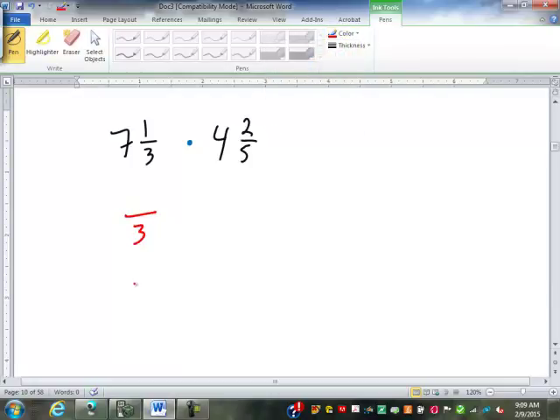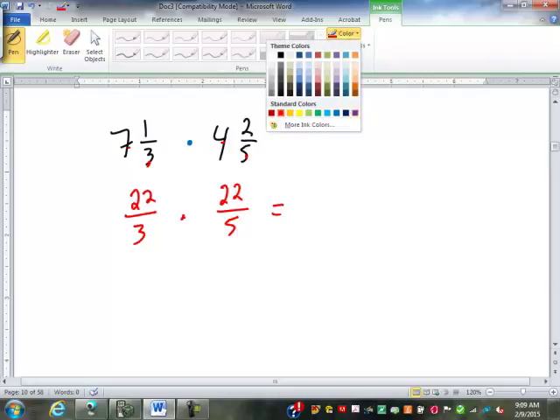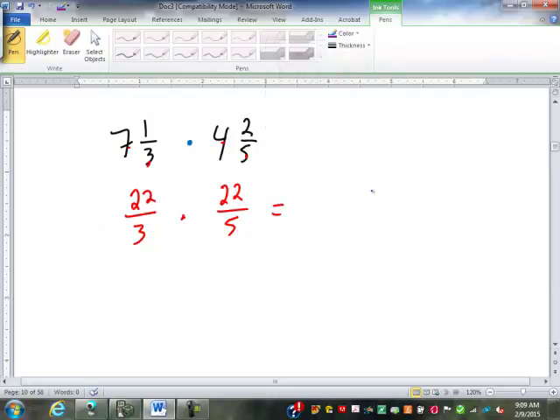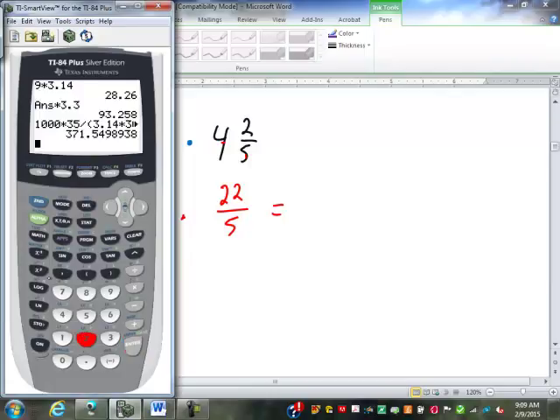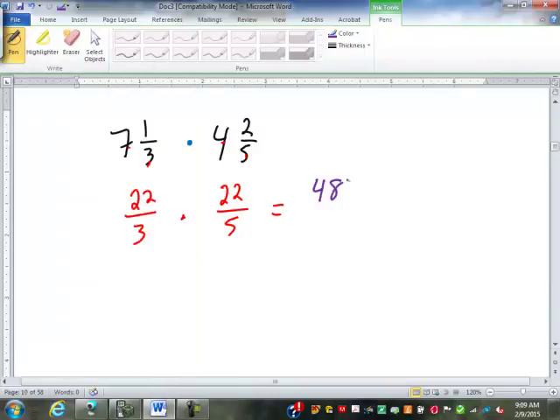This is going to be how many thirds? 7 times 3 is 21, plus 1 is 22 thirds. This is going to be 4 times 5 is 20, plus 2 is 22 fifths. Now, if we could cross cancel here, we would, but there's nothing to cross cancel. 22 times 22 is 484 over 15.